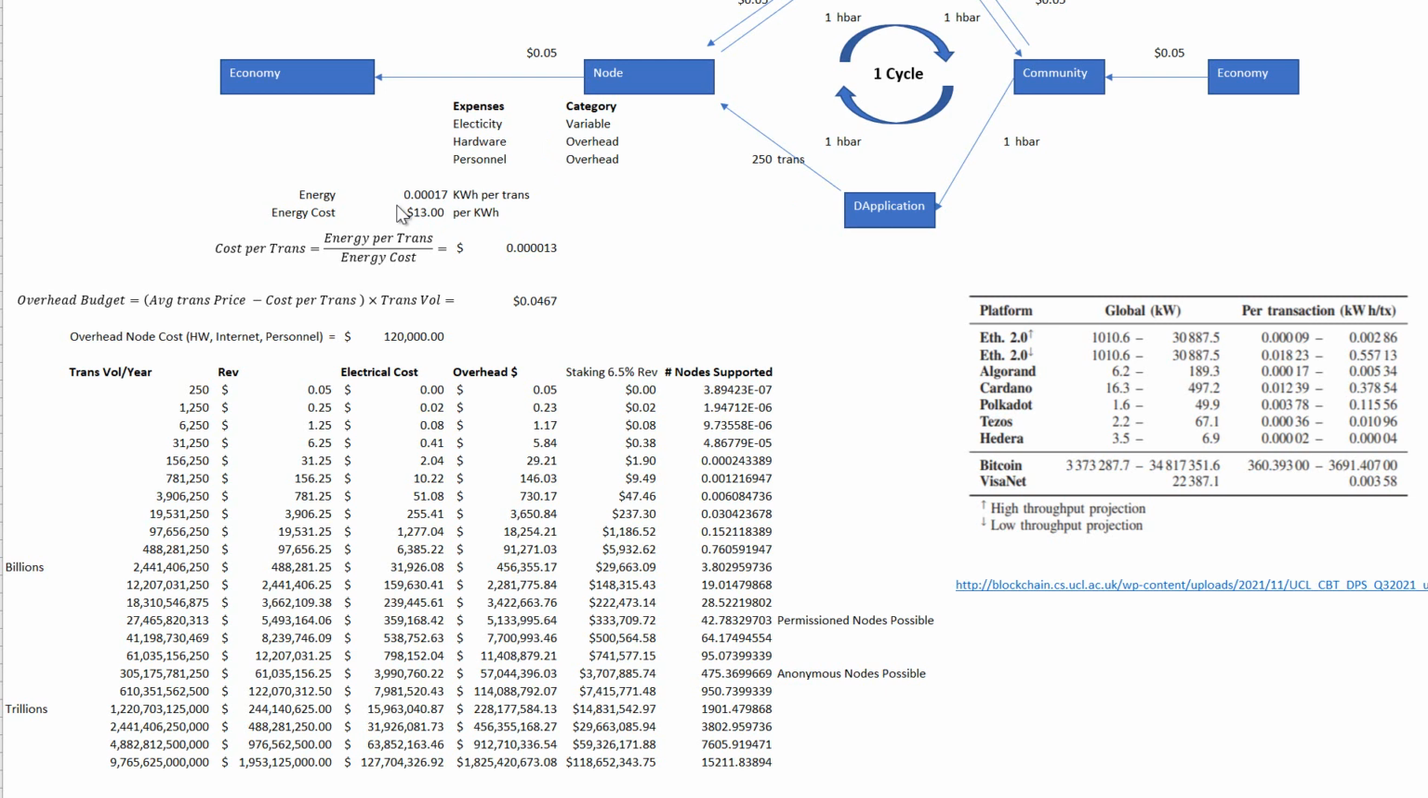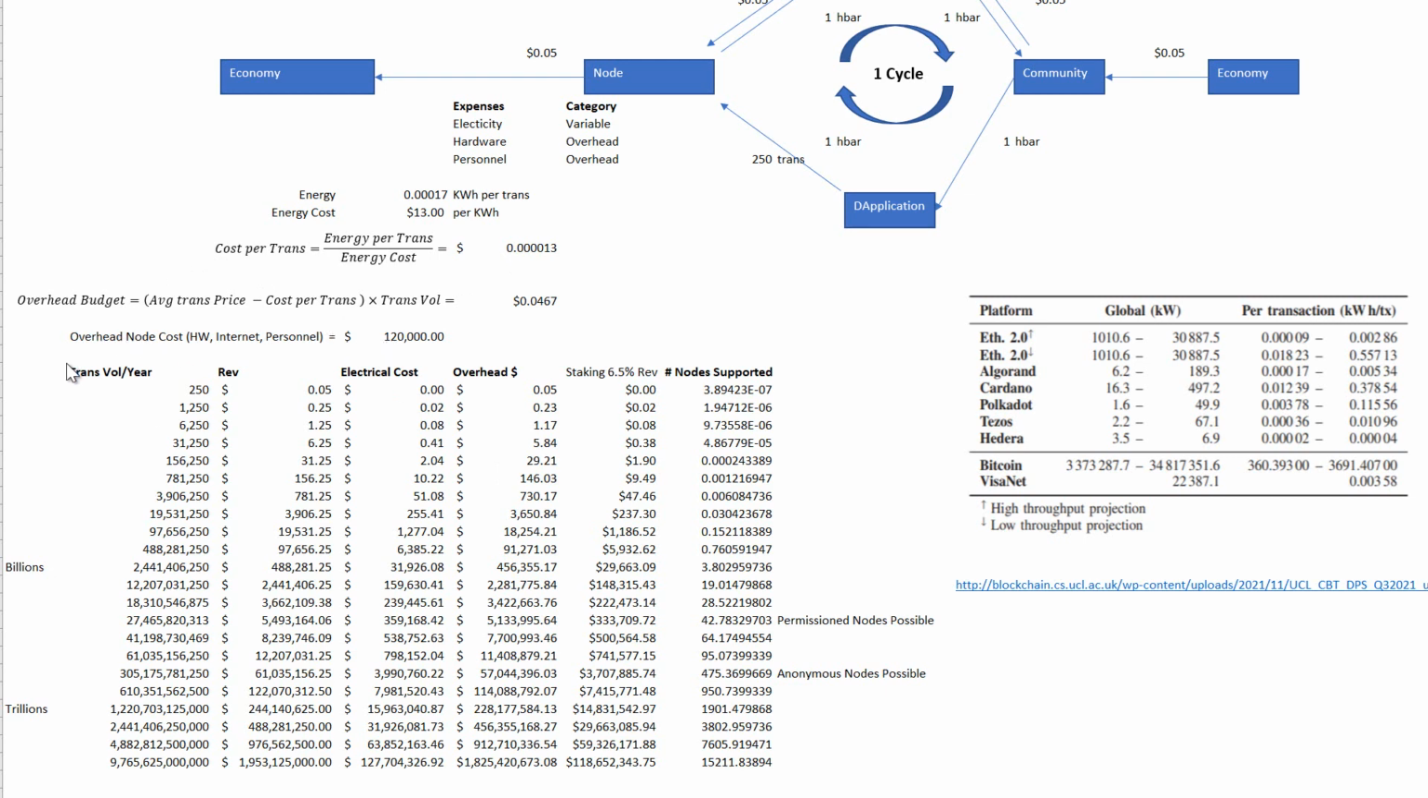The energy cost per transaction is estimated to be 0.00017 kilowatt hours per transaction. Energy, where I live, costs almost $13 per kilowatt hour. If we translate this into a cost per transaction, we arrive at a very small number as a cost per transaction. Once electricity has been paid for, all that remains is overhead cost. The overhead cost that I estimated for a per node basis is $120,000.